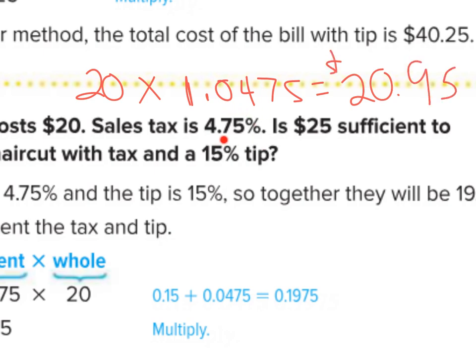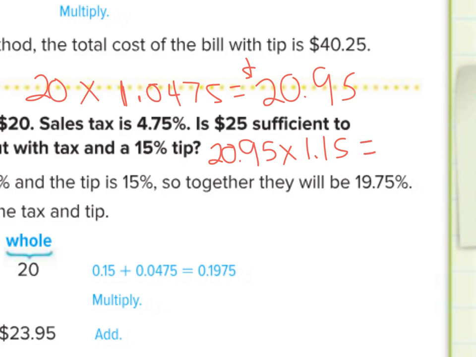So 4.75% of 20 is 95 cents, 0.95. Now that I have this amount, I need to include a 15% tip. So I'm going to take my new amount, 20.95, and I'm going to multiply that times 1.15. Now the 1 again is to include this amount right here, and the 0.15 is to include the 15%. And when I do that, I get $24.09. Now that's one way to do it.